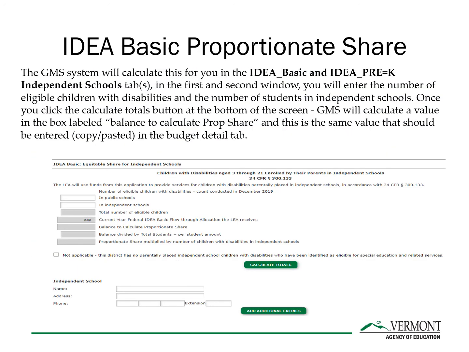The GMS system will calculate this for you in the IDEA Basic and the IDEA Pre-K Independent Schools tab. In the first and second window, you will enter the number of eligible children with disabilities and the number of students in independent schools. Once you click the Calculate Total button at the bottom of the screen, GMS will calculate a value in the box labeled Balance to Calculate Prop Share. And this is the same value that should be entered or copied and pasted into the Budget Detail tab.